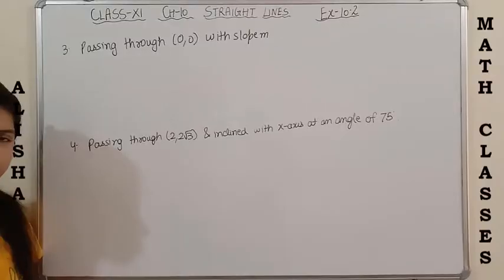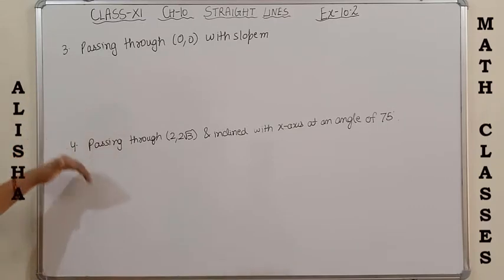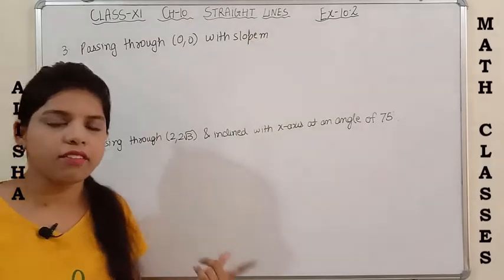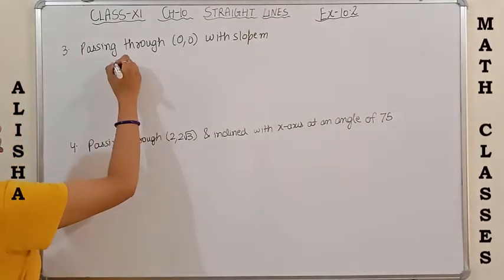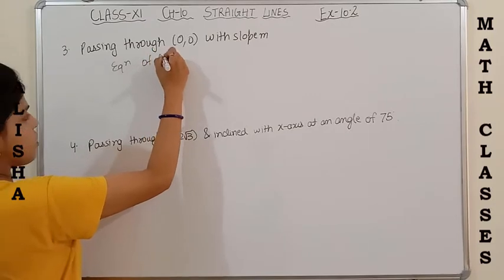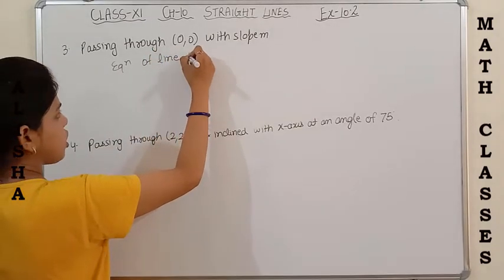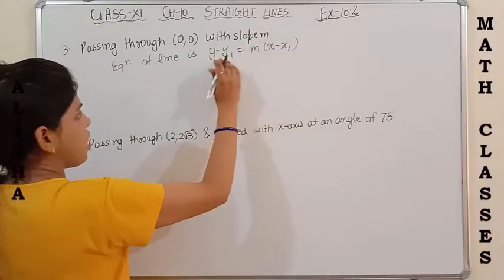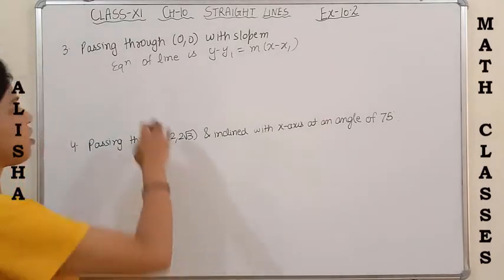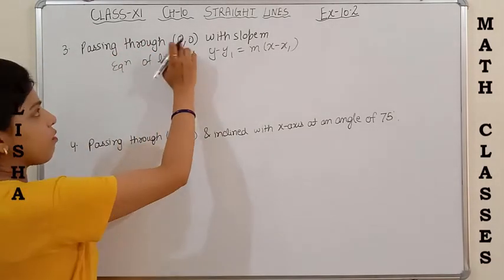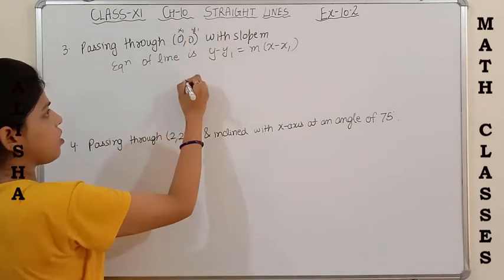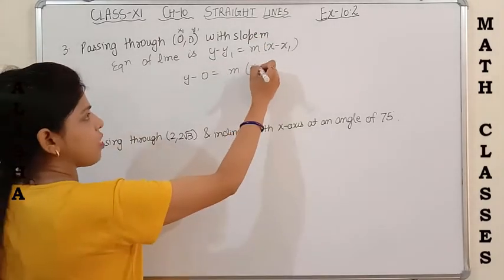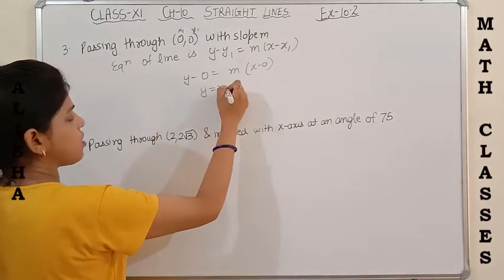Please note down. So students, let's see question number 3rd and 4th. First of all, question number 3rd, passing through (0, 0) with slope m. Again, one point is given and slope is given. So first of all, write down the formula, equation of line when slope and point is given. Equation of line is given by y - y1 = m(x - x1). Here (x1, y1) are the points through which the particular line is passing. So just put y1 = 0, slope is m, and put x1 = 0. So the answer is y = mx.